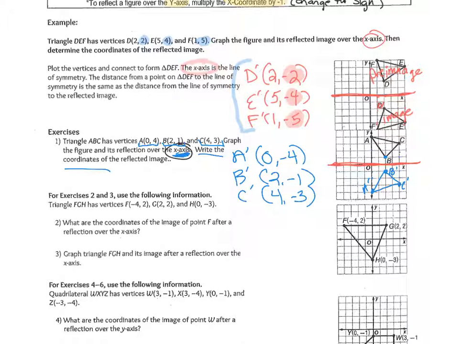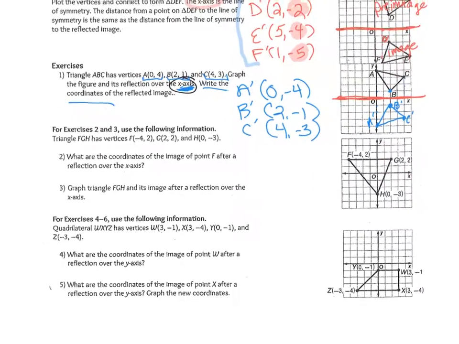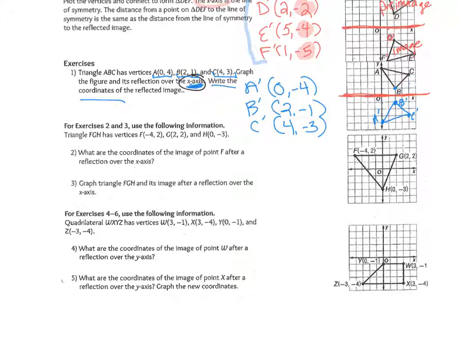And you can check those coordinates over here. They should match up with these over here that you drew. For exercises 2 and 3, use the following information. Triangle FGH has vertices F (-4, 2), G (2, 2), and H (0, -3). And that's on your graph over here.